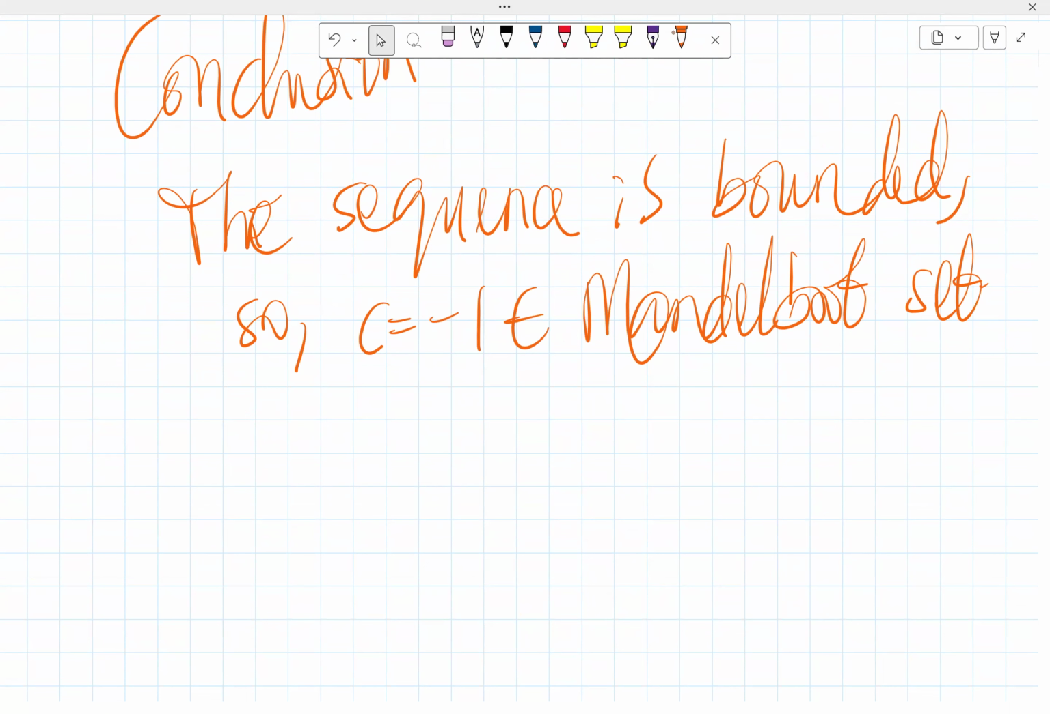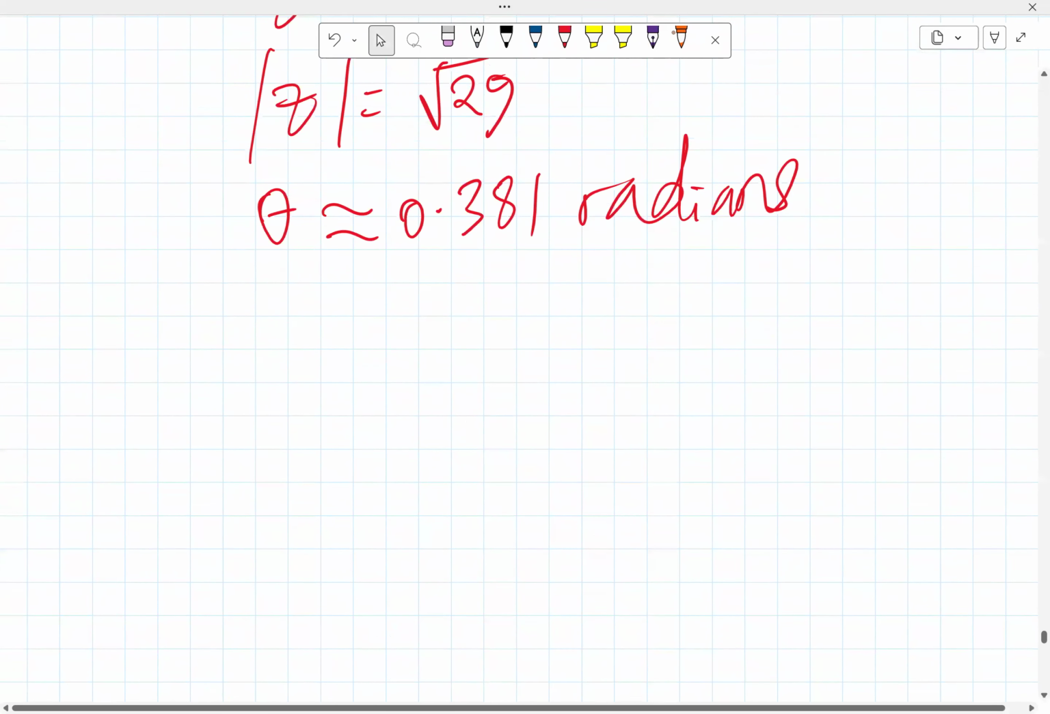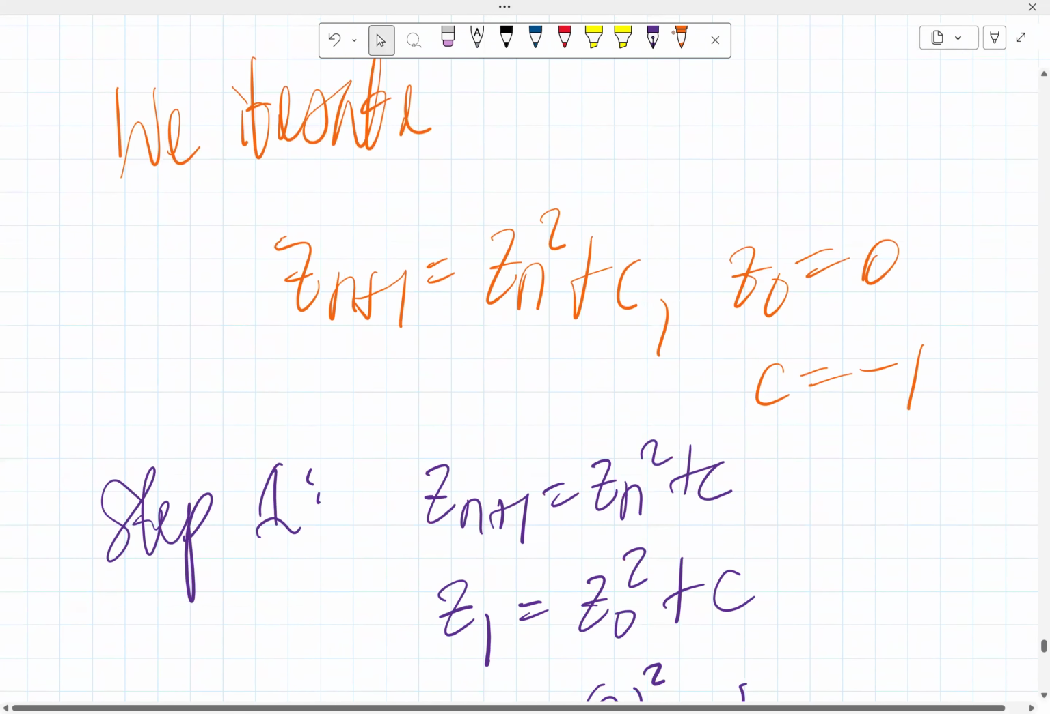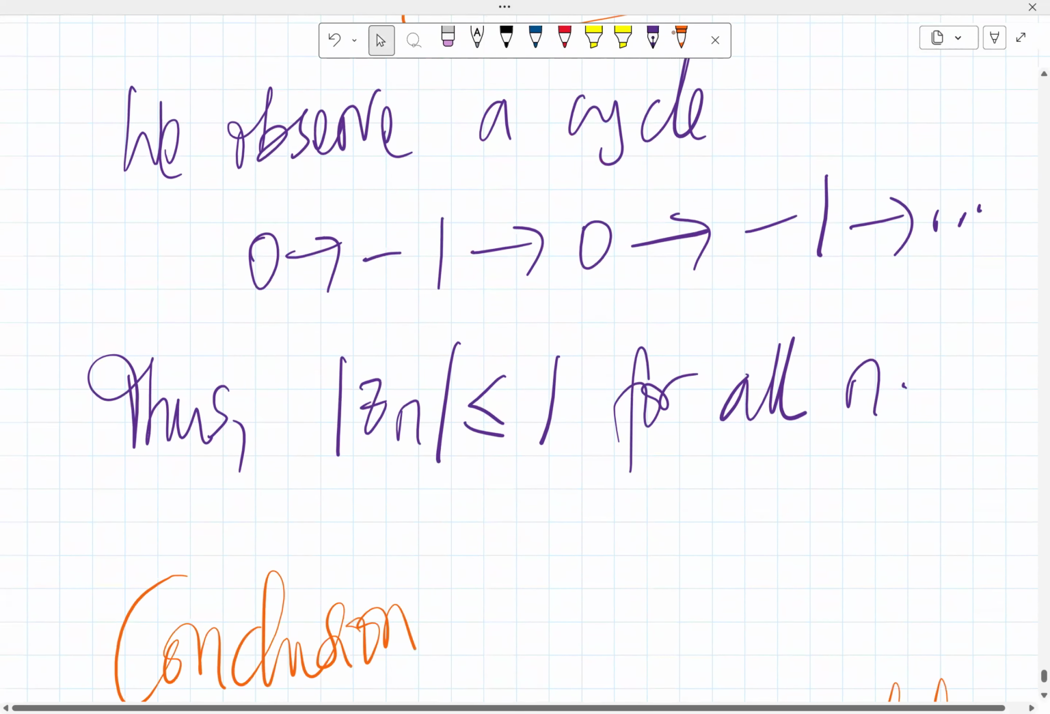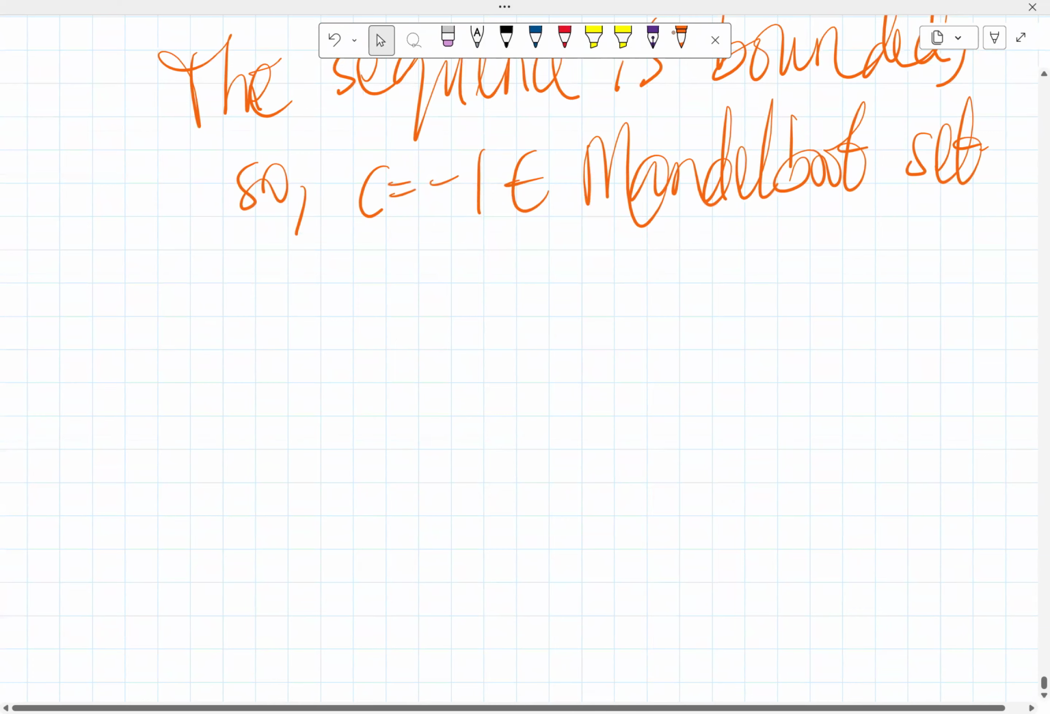Oh, okay. I was supposed to do question 4 first, but it's okay. This is question 6, right? Okay, so I'll go back to question 4. So now we see that C equals minus 1 belongs to the Mandelbrot set. So let's do question 4 now.